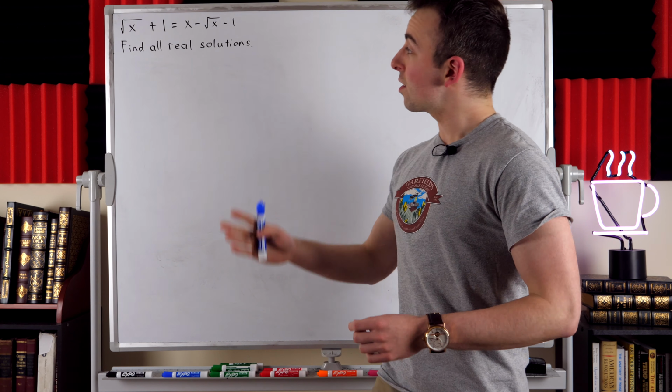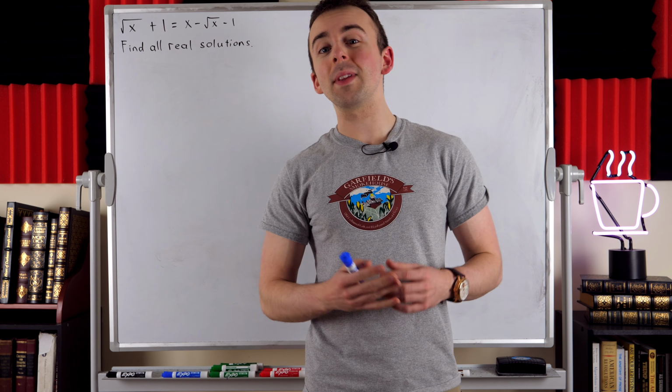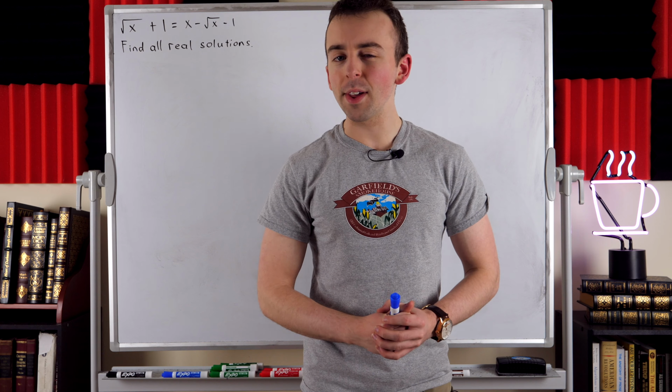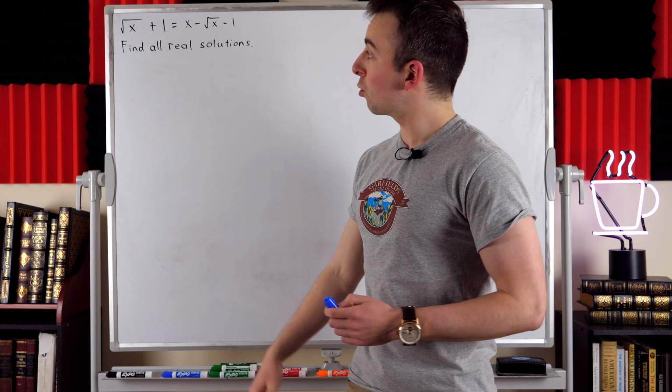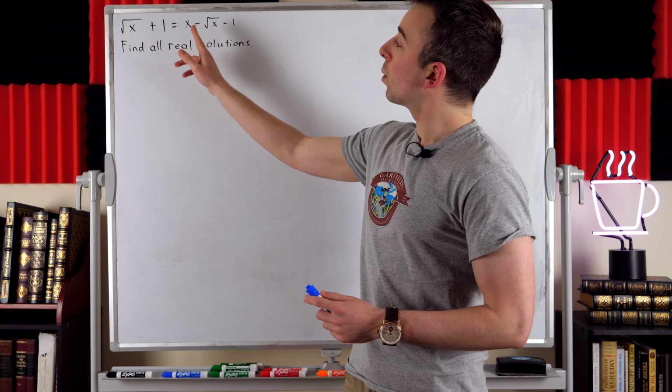We're going to solve this fun radical equation from the 1990 Mu Alpha Theta math competition. We have that the square root of x plus 1 equals x minus root x minus 1. All we want to do is find all real solutions. Give this one a try yourself.